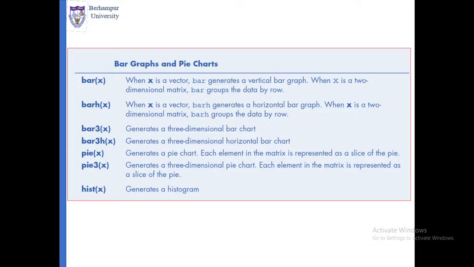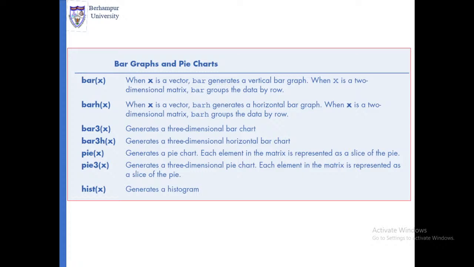Then there are other graphs like bar graphs and pie charts. These are also available in Matlab. So bar means it is a bar graph. Barh means it is a horizontal bar. Only bar means it is a vertical bar. Right? This is a vertical bar, and this is a horizontal bar. Barh is a horizontal bar. Bar3 is a 3D vertical bar. Bar3h is a 3D horizontal bar.